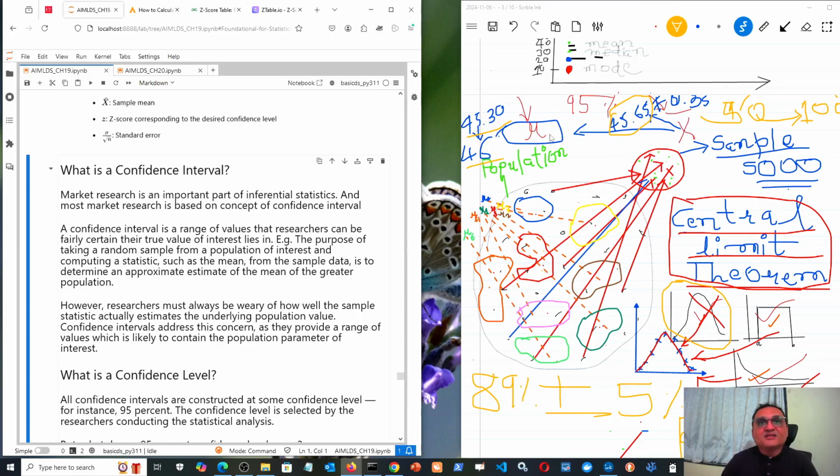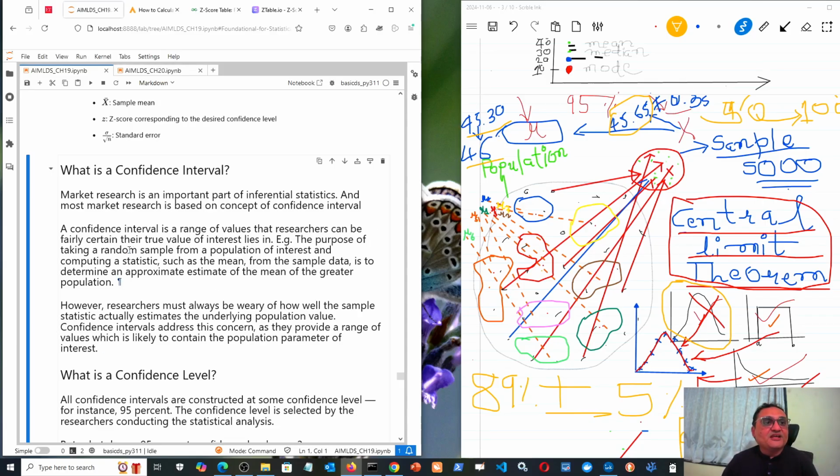For example, in the purpose of taking a random sample from population of interest and computing some statistics such as mean, here mean is calculated, but you can calculate any statistics. Suppose someone says find variance of the population. Again, we do the same thing. We don't find variance of population, we find variance of the sample, and from that we say that using central limit theorem, variance of the sample gives a fair idea of the variance of the population, like that. Okay, but again that will be subject to certain plus or minus or confidence interval, right?